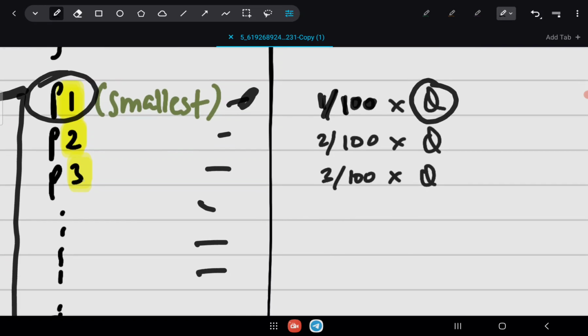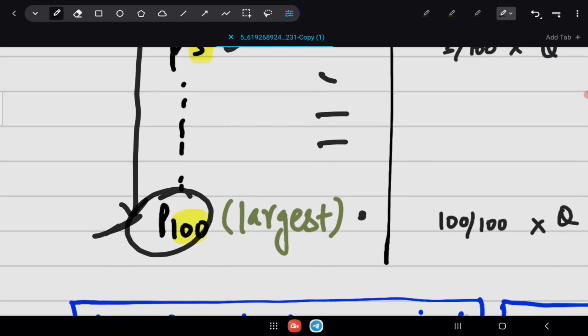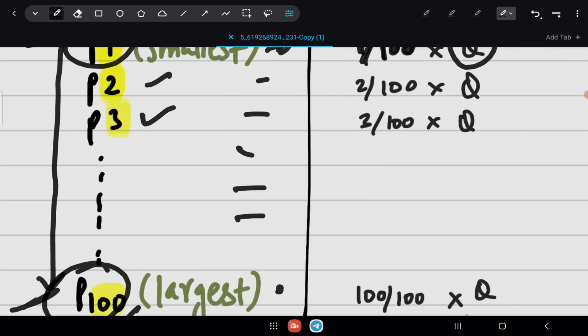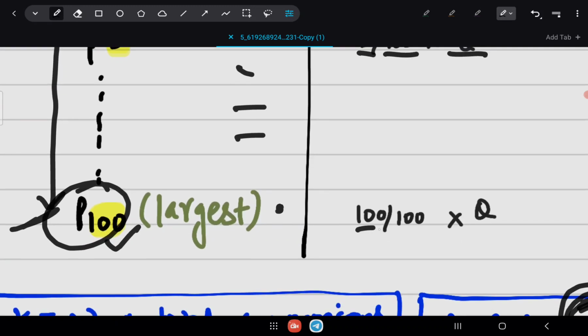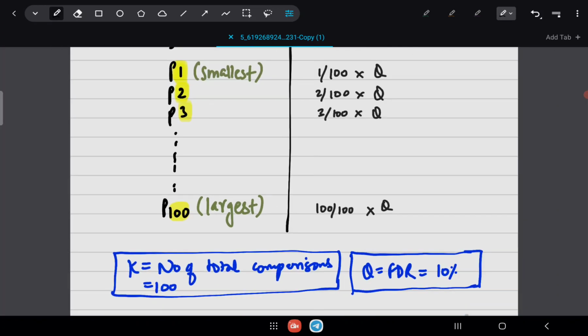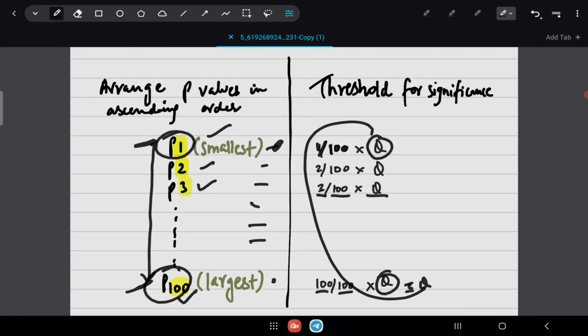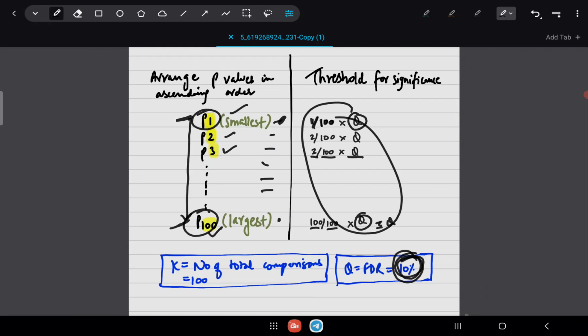For the third p-value, this is the smallest, this is bigger, this is much bigger, and p100 will be the largest p-value. So for p3 it will be 3 by 100 into FDR. For the largest p-value it will be 100 by 100 into FDR, so it will be the same as FDR. So these are your thresholds. Let's assume FDR is 10%.